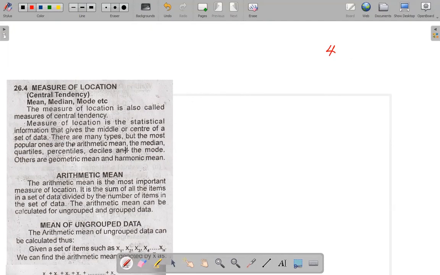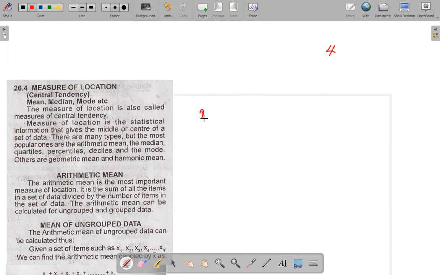In this class, we'll focus on the arithmetic mean, the arithmetic mean of ungrouped data specifically. So what is the arithmetic mean? It is the most important measure of location. It is usually the sum of all the items in a set of data divided by the number of items in the set of data.